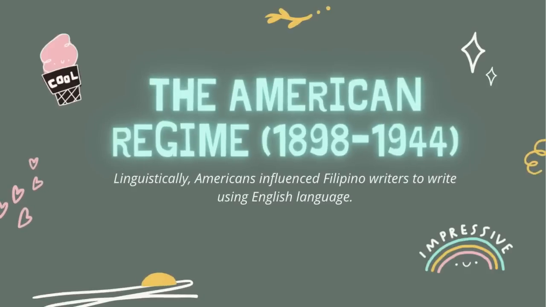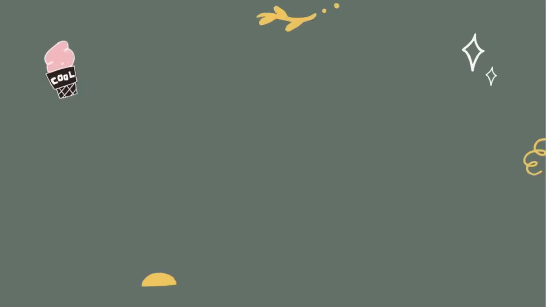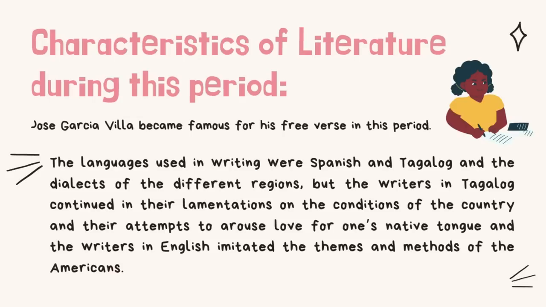Next, let's move on to the American regime, dated 1898 to 1944. Linguistically, Americans influenced Filipino writers to write using the English language. And the characteristics of literature during this period are as follows. The languages used in writing were Spanish and Tagalog, and the dialects of the different regions. But the writers in Tagalog continued in their lamentations on the conditions of the country and their attempts to arouse love for one's native tongue, and the writers in English imitated the themes and methods of the Americans.